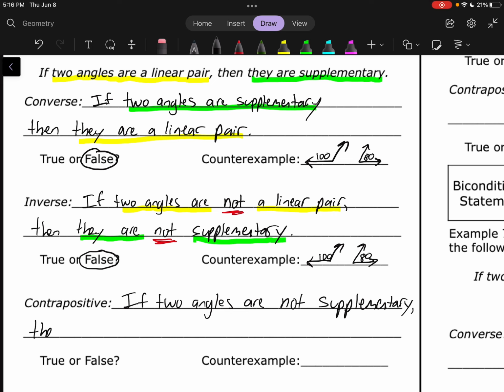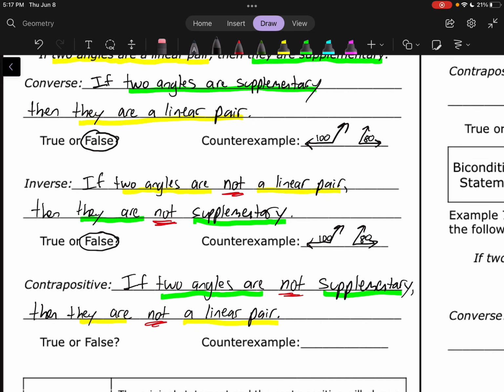Then they are not a linear pair. So this is kind of the combination of both of the ones that we just saw. So notice that we have the two angles being supplementary up front, and we have the linear pair in the back, so we did switch it from the original way. But now we've thrown in the word not.